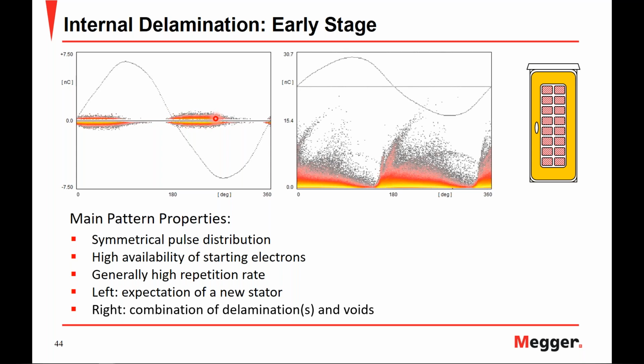Now, taking a look at the image on the right, we can see we have a delamination as seen here and here, but also we have the presence of microvoids, as we can see in the arcs here. So this is an example of a phase-resolved partial discharge pattern that allows you to determine the type of failure mode, whether you have just a delamination or delamination and voids, and that's the advantage of a phase-resolved partial discharge pattern.